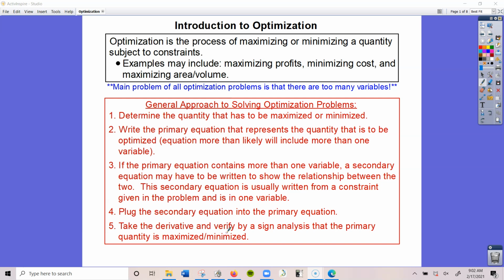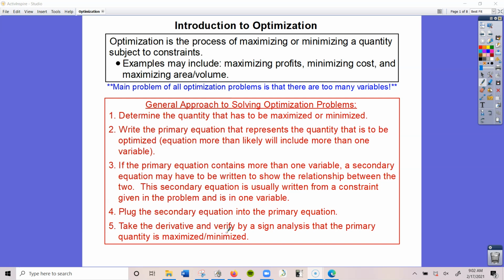Hey guys, today we're going to be learning about optimization. Now, optimization is the process of which you are either maximizing or minimizing some type of quantity that may be subject to constraints, meaning limiting information. Some examples may be maximizing profits, minimizing costs, and mainly for us, we're going to be maximizing area or volume or minimizing these types of quantities.